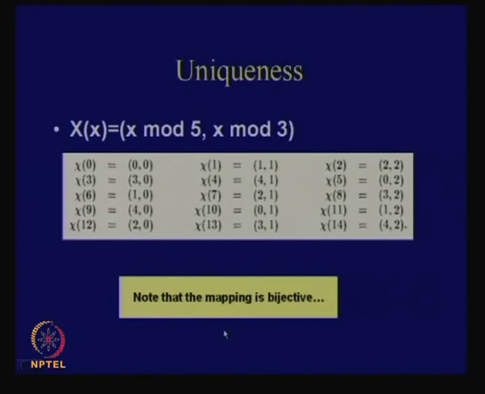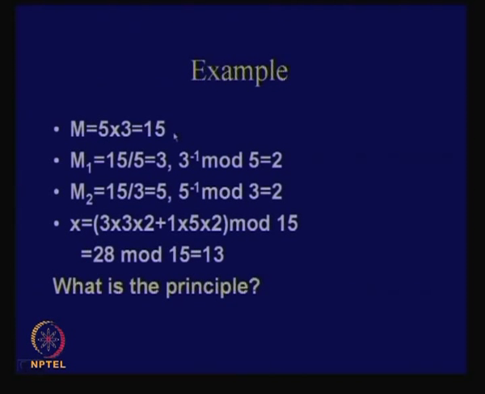So we will try to prove this. We can do it like this: you take 5 and 3, the modulo values, and you multiply them to obtain 15. Then you obtain m 1 by dividing 15 by the first modulo value, 5, and you get 3. Since you have factored out 5, 3 and 5 are mutually coprime, so you can compute 3 inverse mod 5, which is equal to 2. Similarly, m 2 you can compute by dividing 15 by 3 and you get 5, and you can compute 5 inverse mod 3, which is also equal to 2.